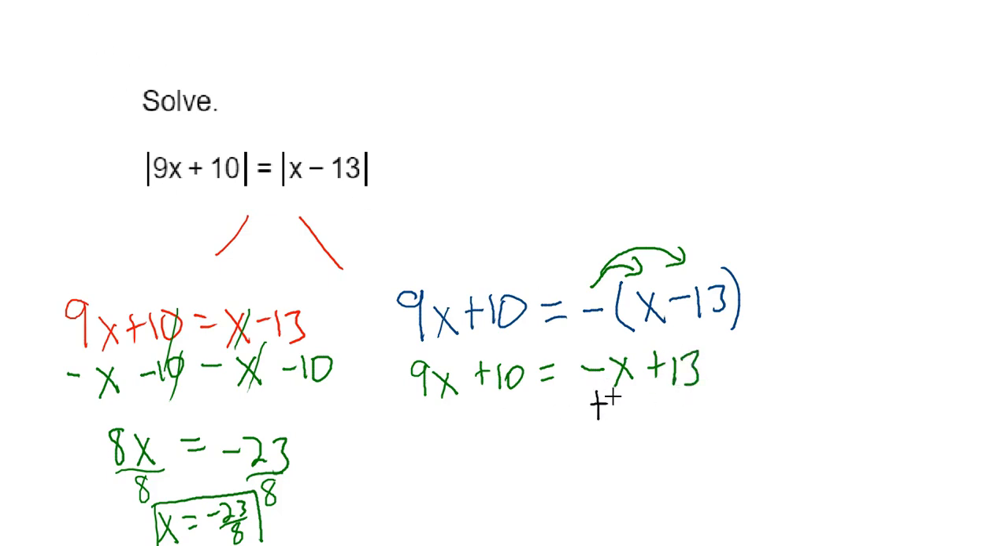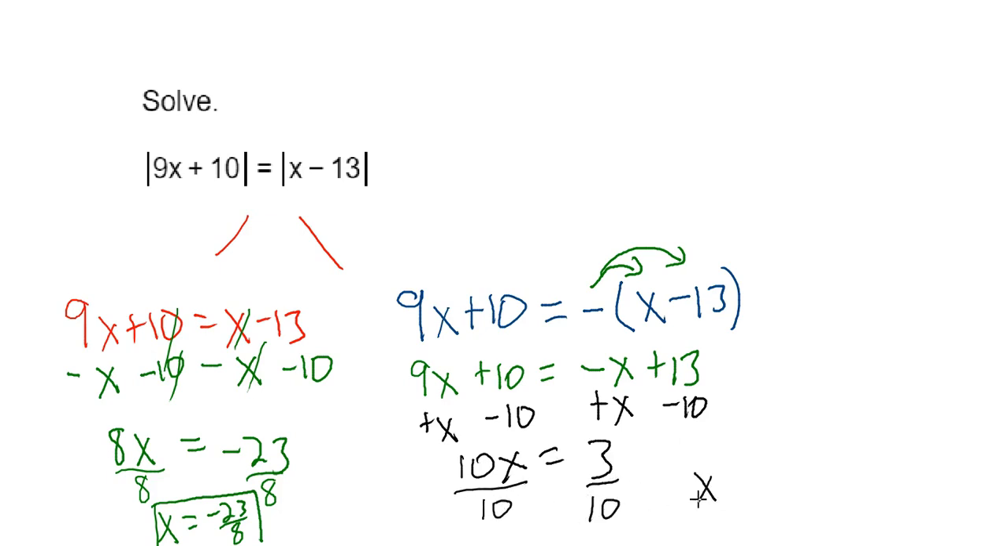And then we do the same thing. Get x to the left-hand side, get the numbers to the right-hand side. We do both steps at the same time. So we're going to get 10x is equal to 3. Then we divide by 10 on both sides. And so we get x is equal to 3 over 10.